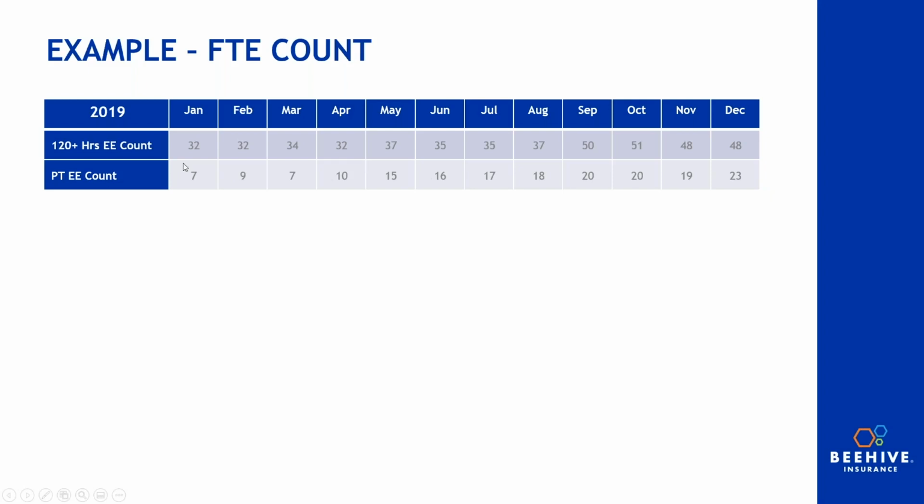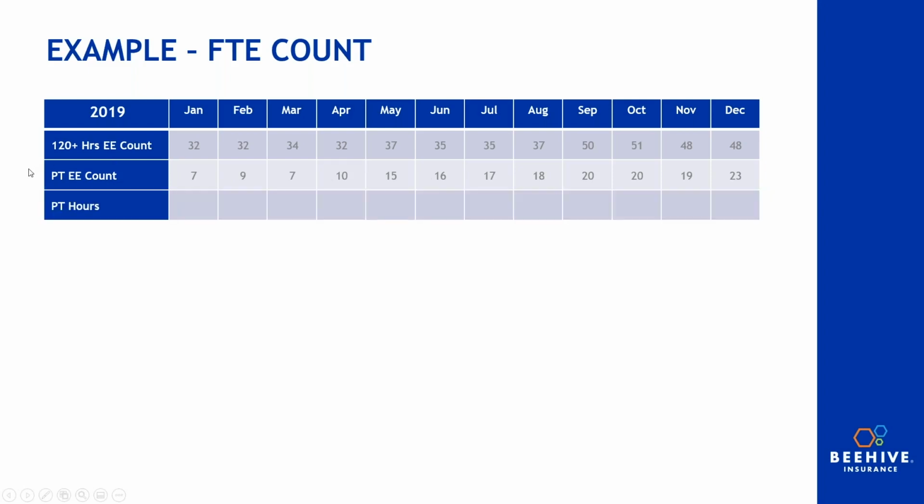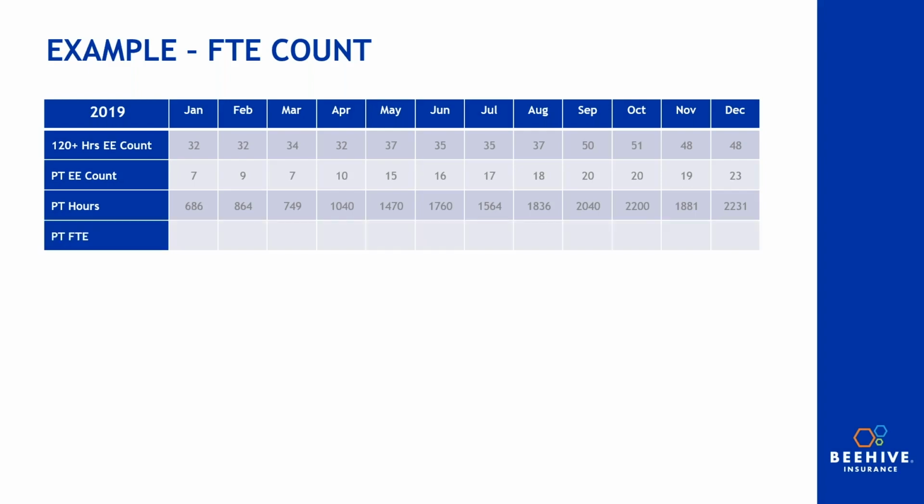So now we're going to look at these part-time employees, and we're going to add up all of their hours for the months that they have worked less than 120 hours. So here are their hours. These employees are tending to work about 20 hours per week. And now to get the FTE count for our part-time employees, we're going to take their hours and divide by 120.